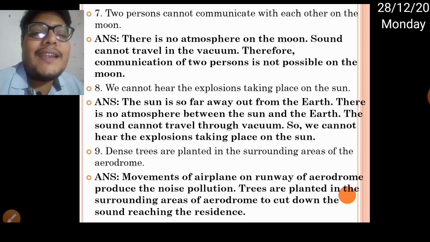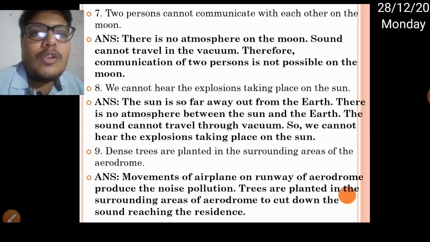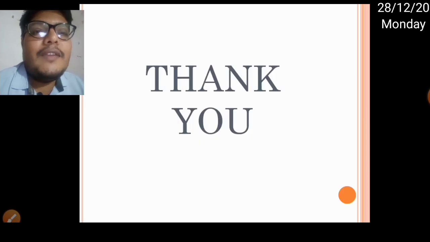So trees are planted in the surrounding areas of an aerodrome to cut down the sound reaching the residents. The trees will cut down the sound and reduce the noise of the airplane, so it will not reach the residents. As we all know, there are many disadvantages of noise pollution, and many health problems can occur due to it. So to reduce that noise pollution and stop it from reaching the residents, they plant these trees nearby airports, right? So today we have seen give-reasons, or answer-in-detail, questions.